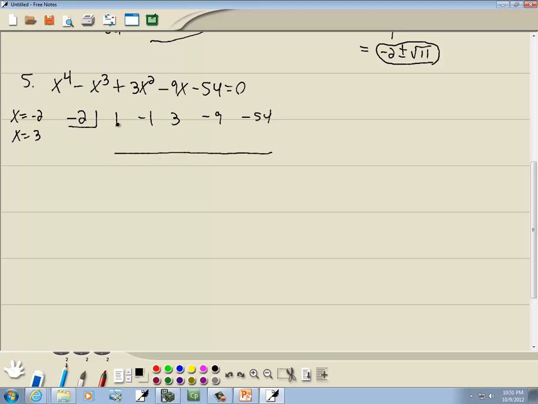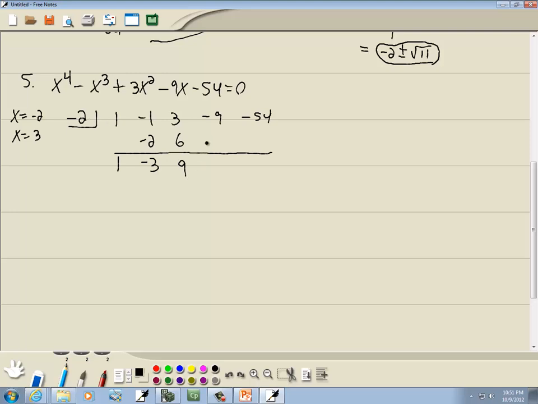So start with negative 2. Add. You always multiply by the number up in the box whenever you put down there. Negative 2 times 1 is negative 2. Add. Negative 1, negative 2 is negative 3. Negative 2 times negative 3 is 6. Add. 3 plus 6 is 9.